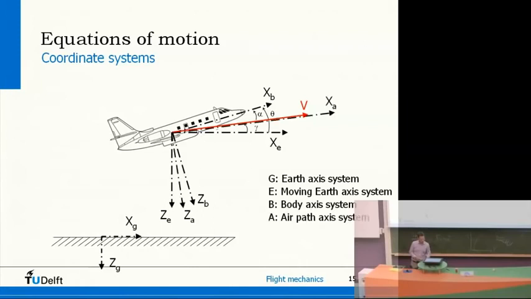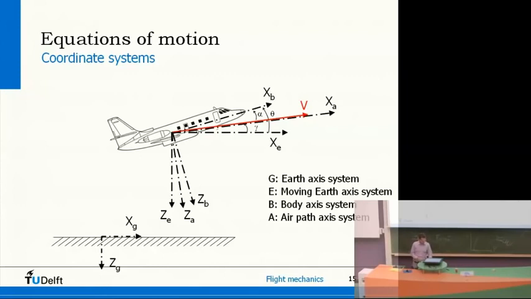And then finally, we can define an axis system, which is called the air path axis system. And this axis system is in the same direction as the airspeed vector. So we basically have three axis systems fixed to the plane and three angles describing the differences between the three axis systems. Okay, so these are the coordinate systems we have.